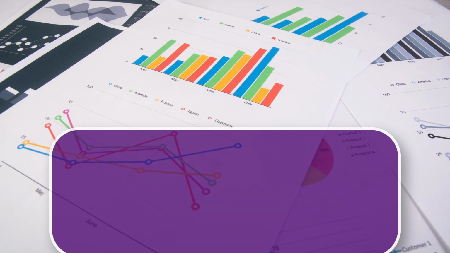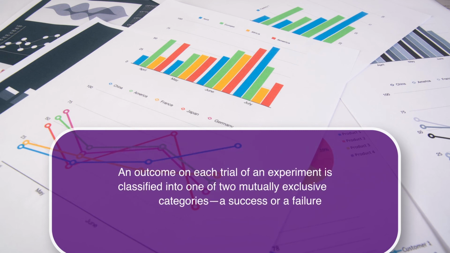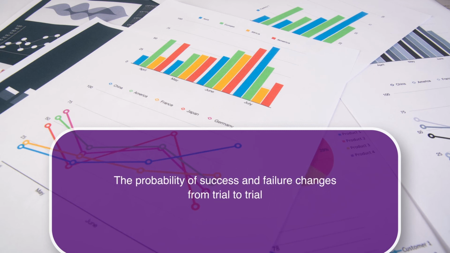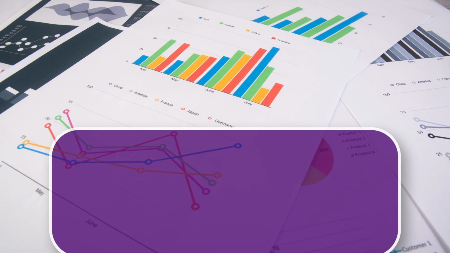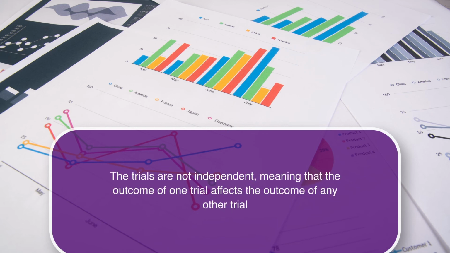The outcome of each trial of an experiment is classified into one of two mutually exclusive categories, a success or a failure. The probability of a success and failure changes from trial to trial. The trials are not independent, meaning that the outcome of one trial affects the outcome of any other trial. We use the hypergeometric distribution if the experiment is binomial but sampling is without replacement from a finite population where small n divided by capital N is more than 0.05.